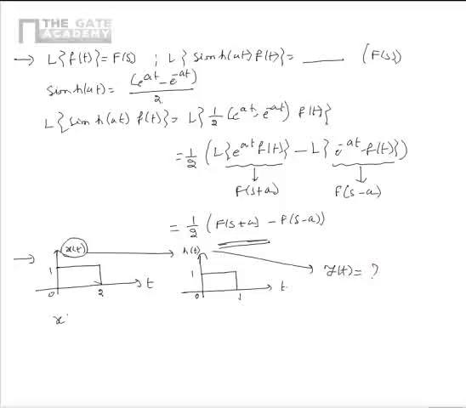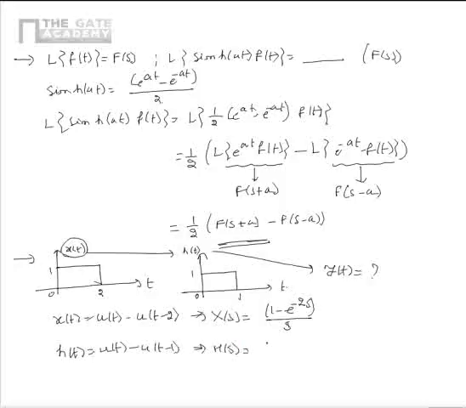From the given figures, we can write that x of t is equal to u of t minus u of t minus 2. From this, we can write that X of s, the Laplace transform of x of t, is equal to 1 minus e power minus 2s divided by s. And if h of t is equal to u of t minus u of t minus 1, H of s can be written as 1 minus e power minus s divided by s.